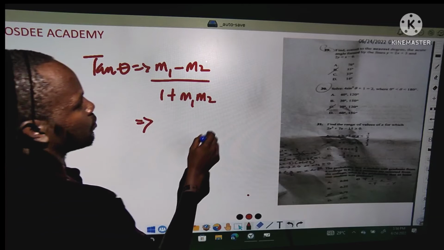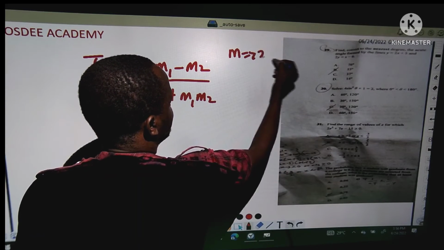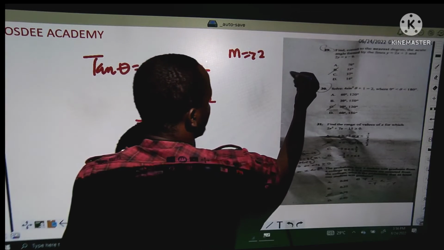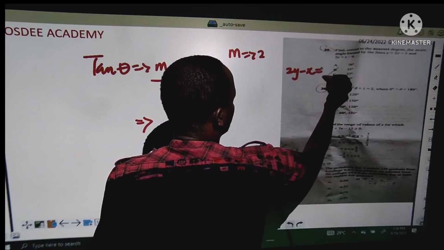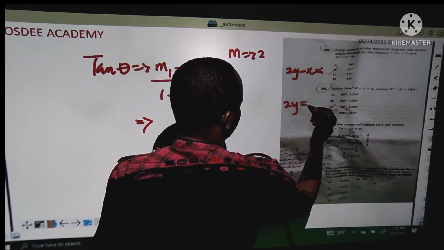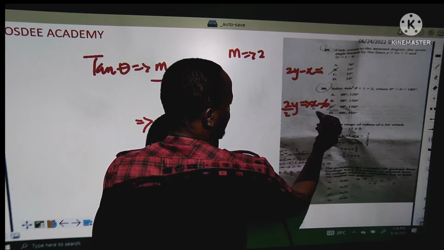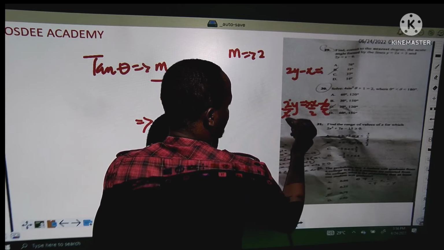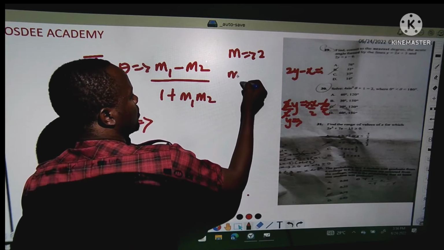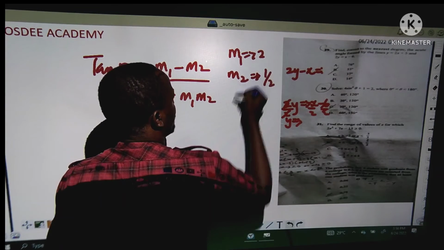How do you get m1 and m2? Make y the subject of the formula. The first m here is 2. The coefficient of x is always m. The second line has 2y minus x equals to x minus 6. So here I can just divide by 2, so y equals, all I have there is 1 over 2 x. So m1 is 2, m2 is 1 over 2.